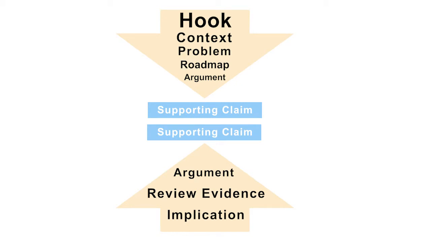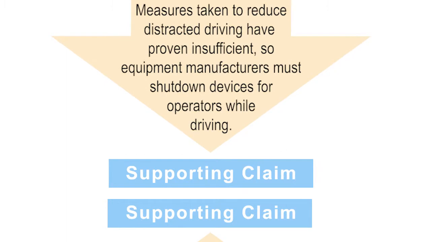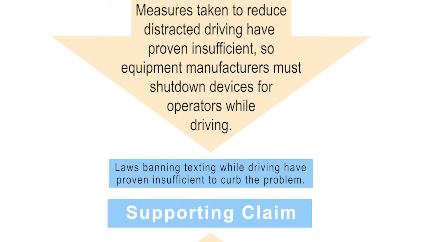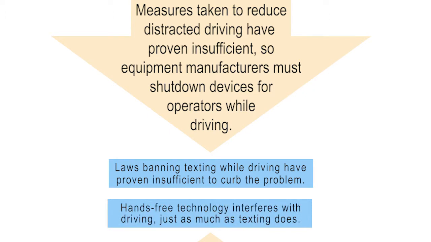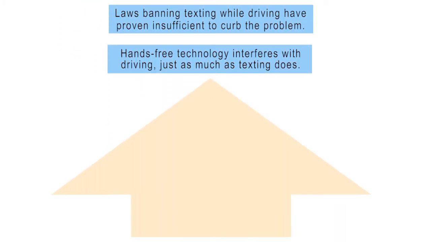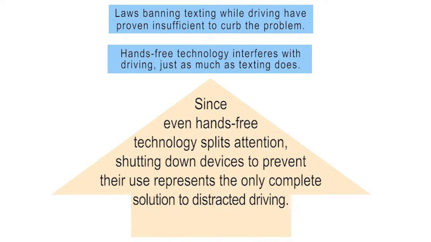Just to be clear, we'll walk through it again with some examples. In the top paragraph, the argument is, measures taken to reduce distracted driving have proven insufficient, so equipment manufacturers must shut down devices for operators while driving. In the first rectangle claim, you see, laws banning texting while driving have proven insufficient to curb the problem. The second rectangle claim reads, hands-free technology interferes with driving just as much as texting does. In the bottom arrow, we see a revised argument.